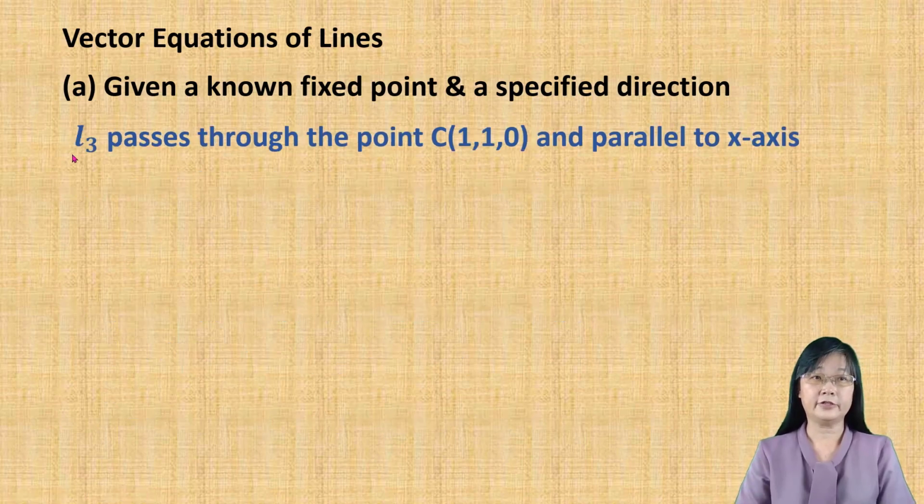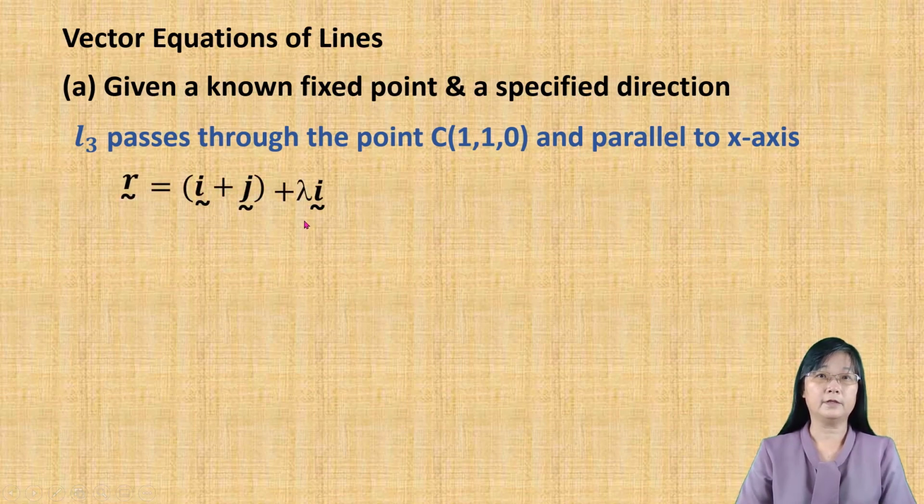Now for line L3. L3 passes through the point C and is parallel to the x-axis. We know that the unit vector for the x-axis is i, and on the x-axis the values of y and z are equal to 0. So therefore the direction vector for the straight line is i. When we sub into the formula, this is the vector equation for the straight line.